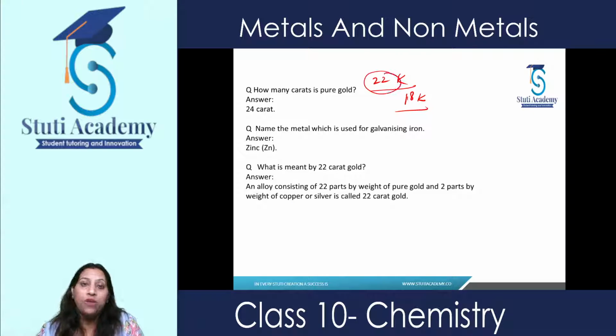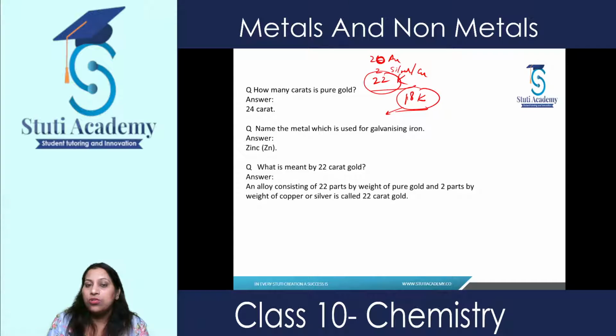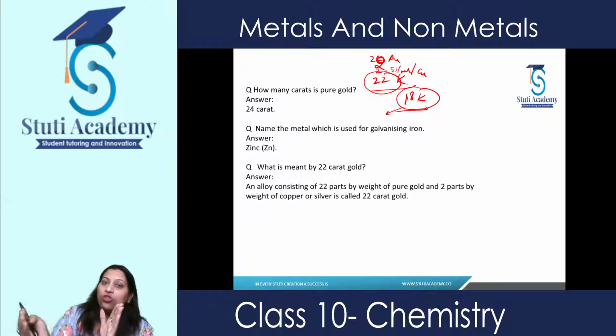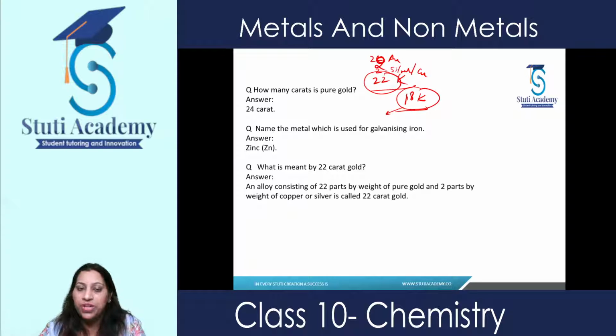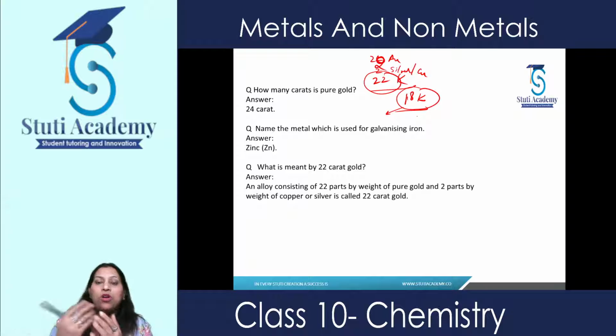So 22 carat gold means it contains 22 parts gold and 2 parts either silver or copper. And if we are talking about 18 carat, it means only 18 parts are gold, and the rest of the percentage is either silver or copper.